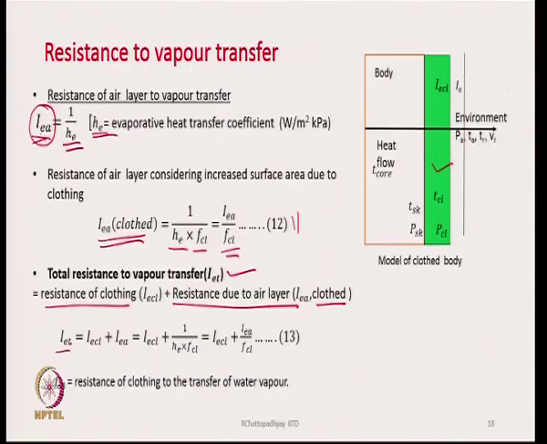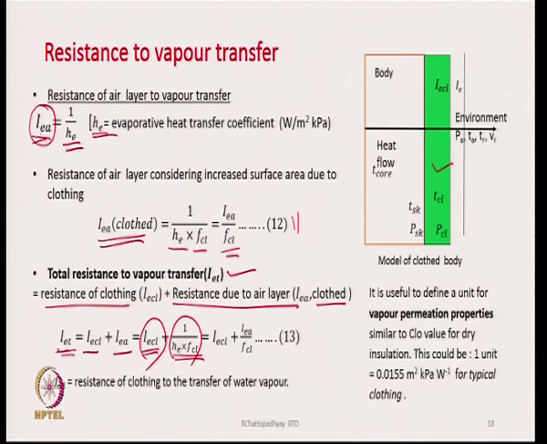So, the total resistance IET, T stands for total, is IECL and IEA, these two parts. IECL is the intrinsic resistance of the clothing, and IEA is the resistance of the air. The sum of them is going to be the total resistance, the clothing along with the boundary air layer. That is how we can find the total resistance to vapor transfer when the human body is covered by some layers of clothing.